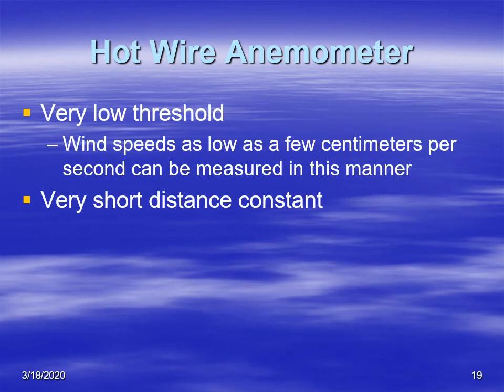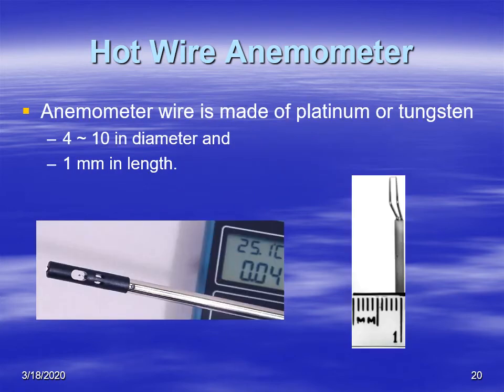So some pluses and minuses of hot wire anemometers. Of course, they have a very low threshold wind speed, meaning that the distance constant is only a few centimeters, and they can measure wind speeds of a few centimeters per second. So they measure very, very low wind speeds. Typically, the wire itself is made of either platinum or tungsten, so they can achieve very high temperatures. They're usually very small, only about 1 millimeter in length, very small anemometers.